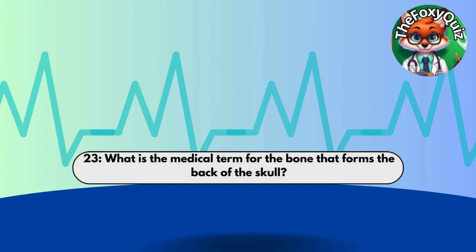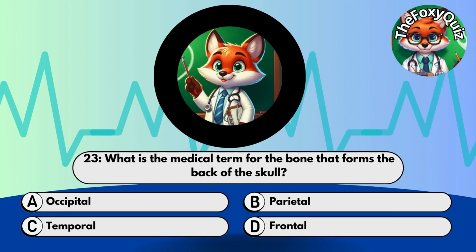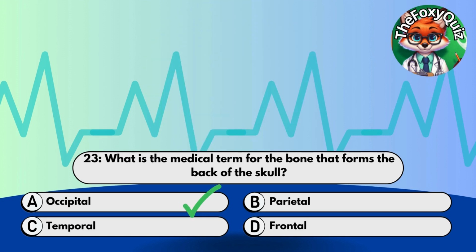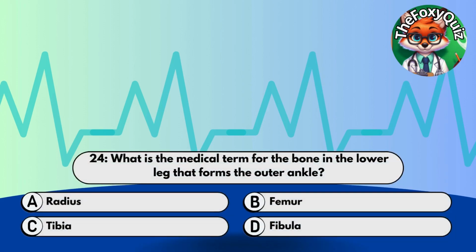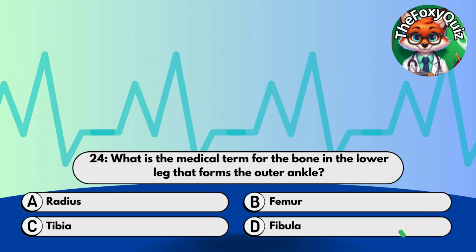Question 23. What is the medical term for the bone that forms the back of the skull? A, occipital. B, parietal. C, temporal. D, frontal. Answer A, occipital. Question 24. What is the medical term for the bone in the lower leg that forms the outer ankle? What's your answer? A, B, C, or D? Answer D, fibula.